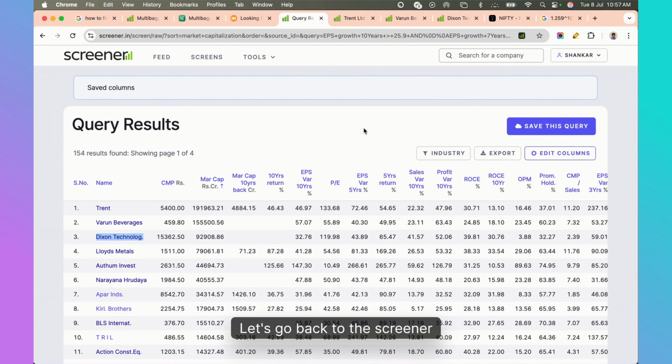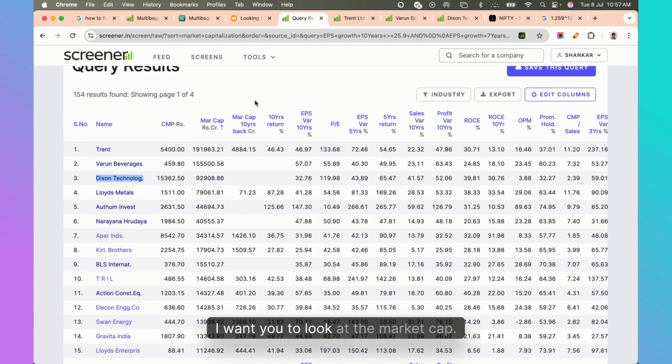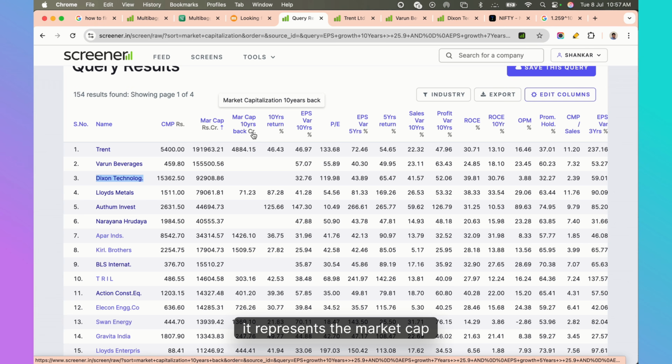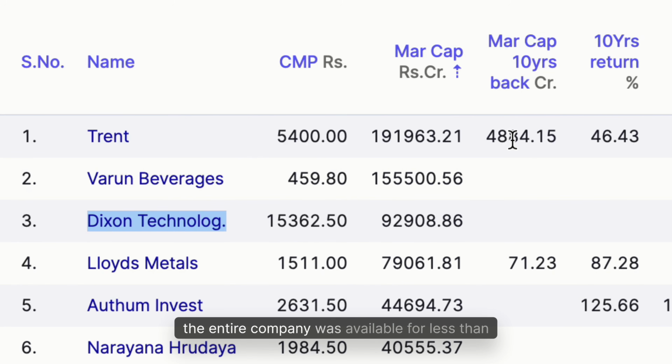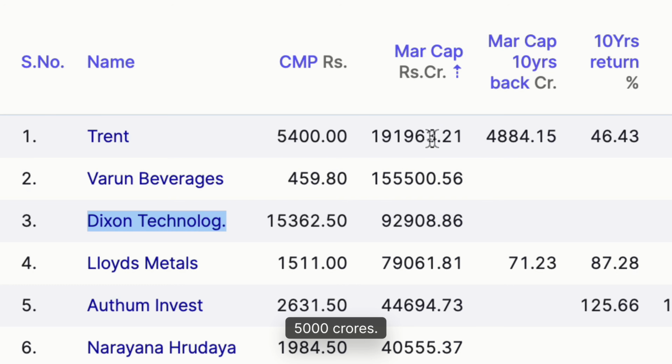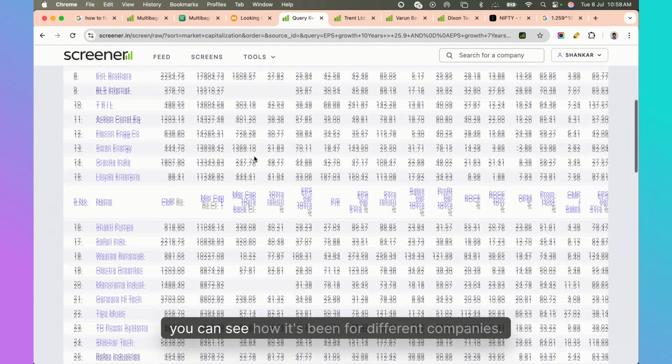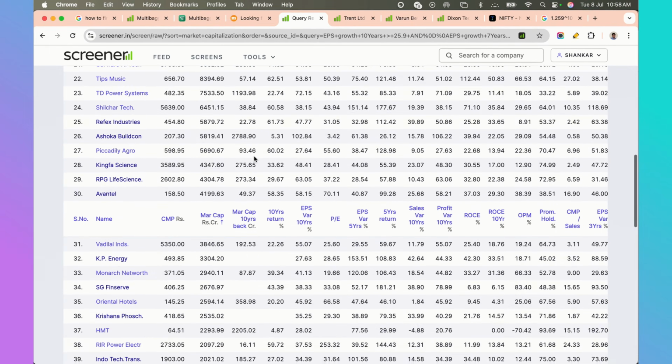Let's go back to the screener, and I want you to look at the market cap. This column here represents the market cap of this particular company 10 years back, and this is where we are right now. So for a company like Trent, the entire company was available for less than 5,000 crores. It's now at almost 2 lakh crores. And you can see how it's been for different companies.